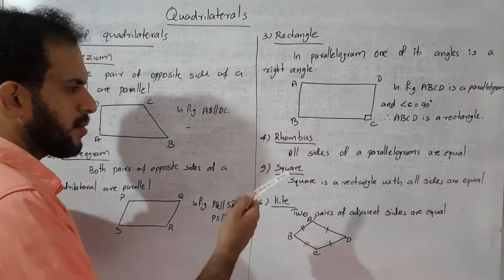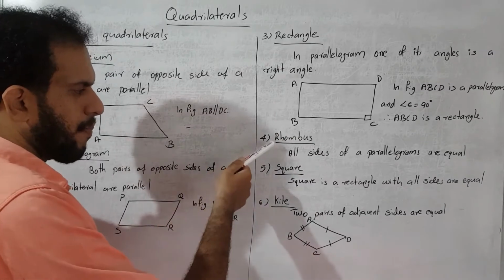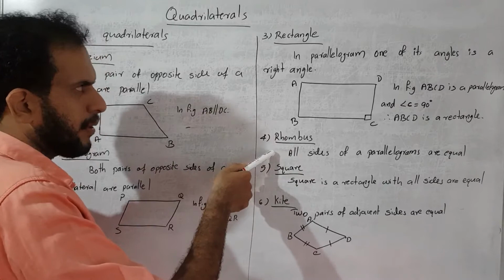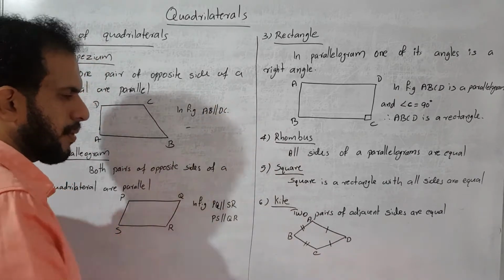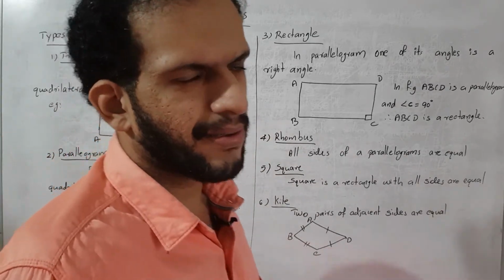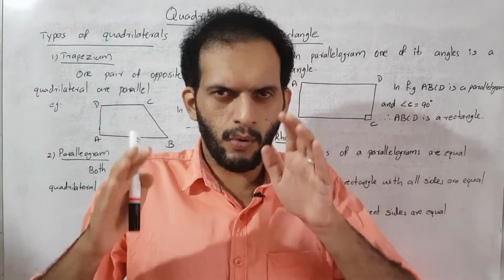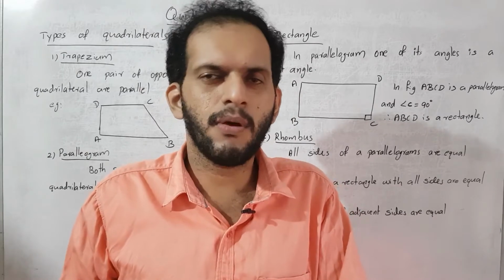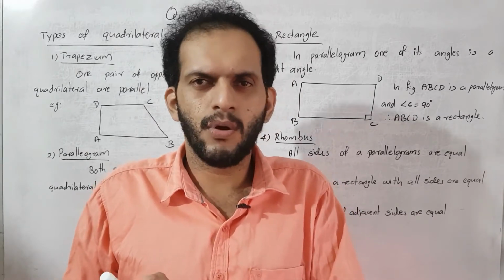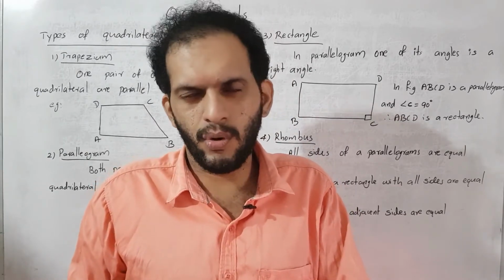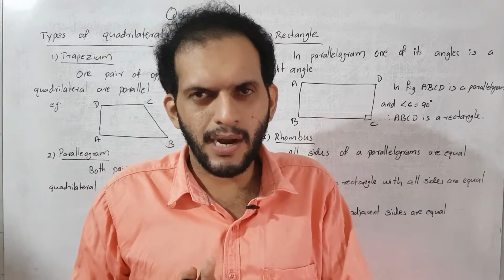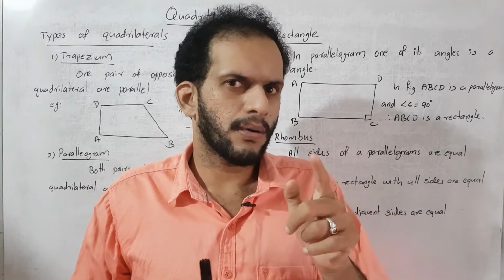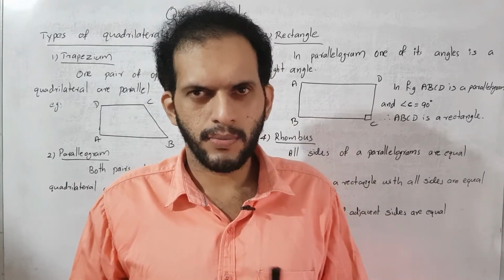We already discussed that a square is a rhombus, but rhombuses are not all squares. A rhombus is a parallelogram, correct, but all parallelograms are not rhombuses, because a rhombus means all sides are equal, but in the case of a parallelogram we know that it is not necessary for all sides to be equal. So a rhombus is a parallelogram, but all parallelograms are not rhombuses.